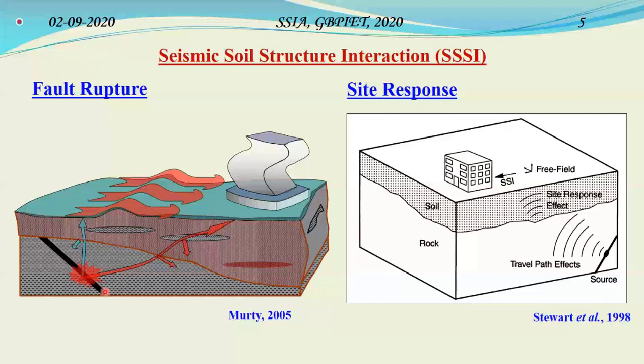One of the most important characteristics we have is the travel path effect. When the fault rupture takes place, it does not rupture at one point, rather a rupture takes place along a direction. Whether your structure or your important entity is present in the direction of fault rupture, or away from the direction of fault rupture, that governs what type of waves or how the waves will get propagated to the structure. Those features are represented.